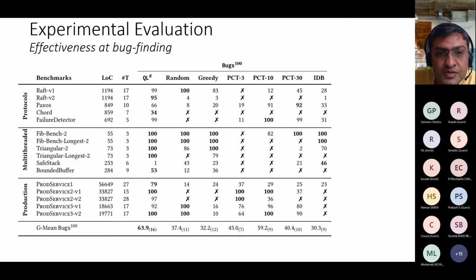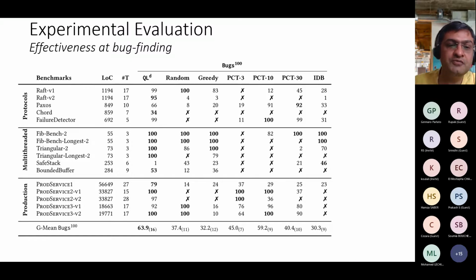And these columns are different exploration strategies, right? I've not explained what these exploration strategies are, so let's not worry too much about that. And this is QL, our Q-learning algorithm. These numbers are the number of times you were able to hit a bug in a run among 100 runs. So we did the experiment 100 times, and among them, how many times did we actually manage to hit the bug? So higher is better.